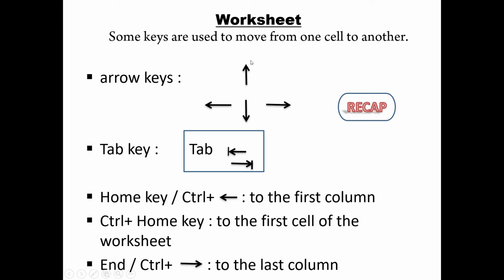Some keys are used to move from one cell to another. Arrow keys are used to move from one cell to another. Tab key can be used to move towards the right by one cell. Home key or Control plus left arrow moves the cursor to the first column. Control plus Home key moves the cursor to the first cell of the worksheet. End or Control plus right arrow moves the cursor to the last column.